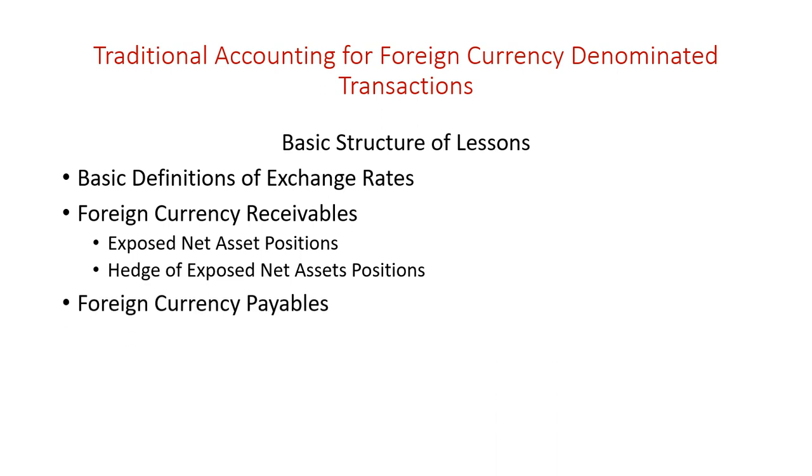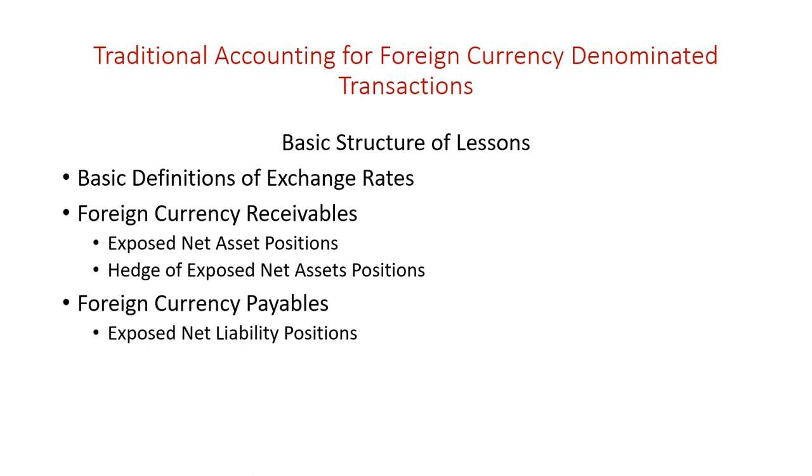Foreign currency payables are going to be the exact opposite. Exposed net liability positions are basically when you buy something from a foreign company on credit, and you can only settle the payable in the foreign currency, which means that either you have to have foreign currency in your pocket in order to pay the payable, or you've got to buy it from a bank or exchange broker.